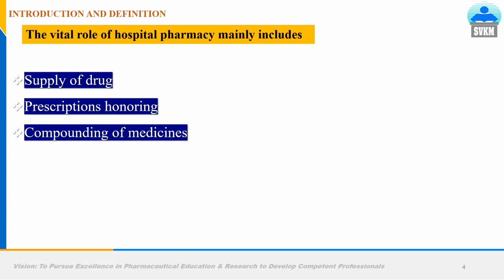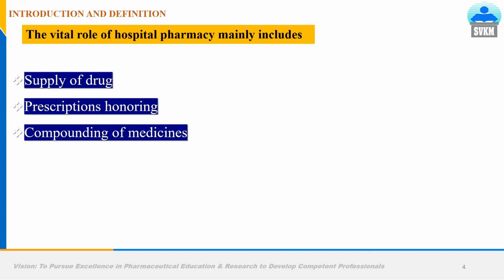Then moving further, the next function is the compounding of medicine. While discussing the compounding of medicine, earlier we were compounding pharmacists, but later, with increasing industrialization, lots of medication is received in ready-made form. So our role has changed.